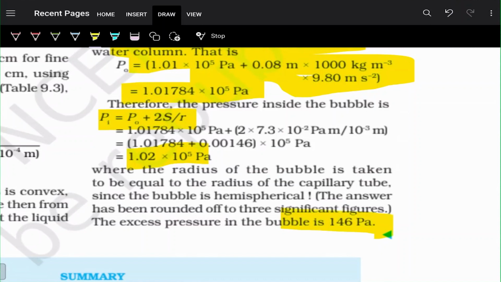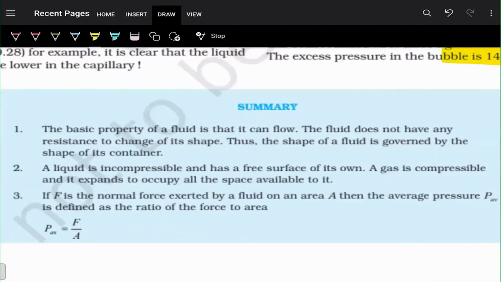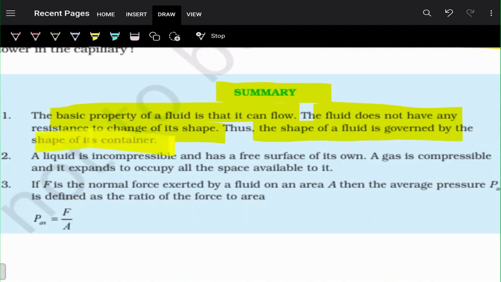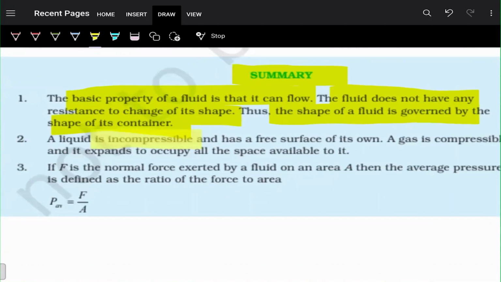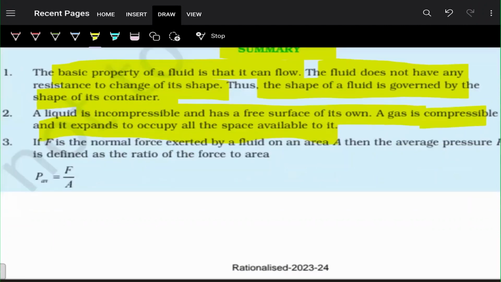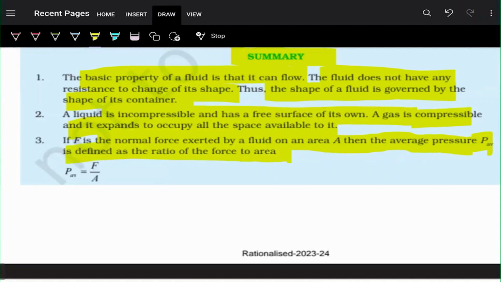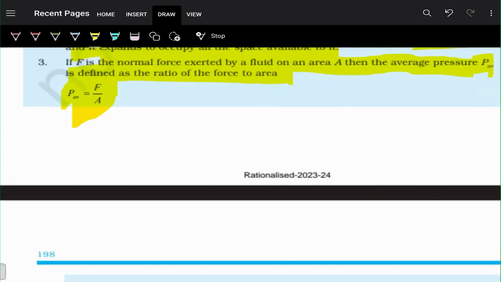See, now let us look at the summary. What does the summary say? The basic property of a fluid is that it can flow. The fluid does not have any resistance to change its shape. Thus, the shape of a fluid is governed by the shape of its container. Simple, right? A liquid is incompressible and has a free surface of its own. A gas is compressible and it expands to occupy all the space available to it. If F is the normal force exerted by a fluid on area A, the average pressure P average is defined as the ratio of force to area. That force will be the normal force.